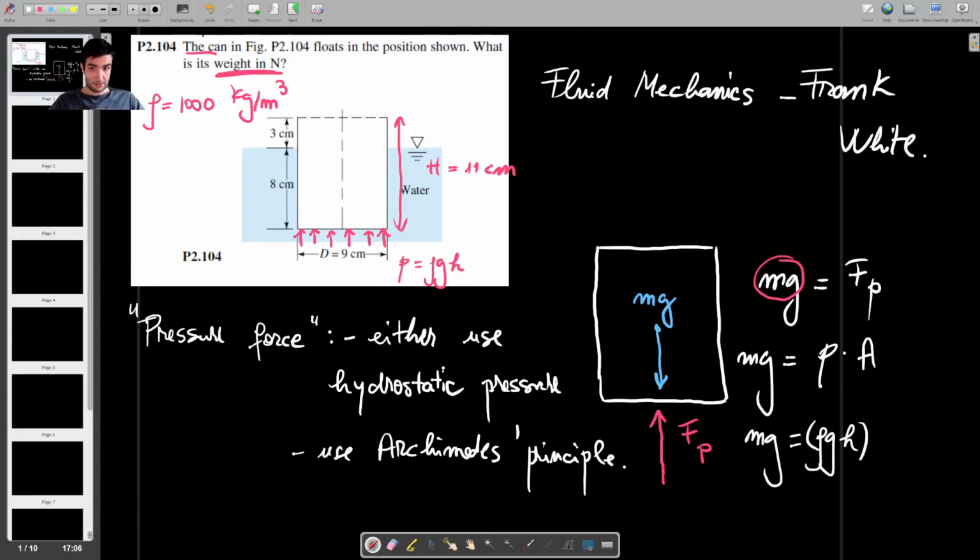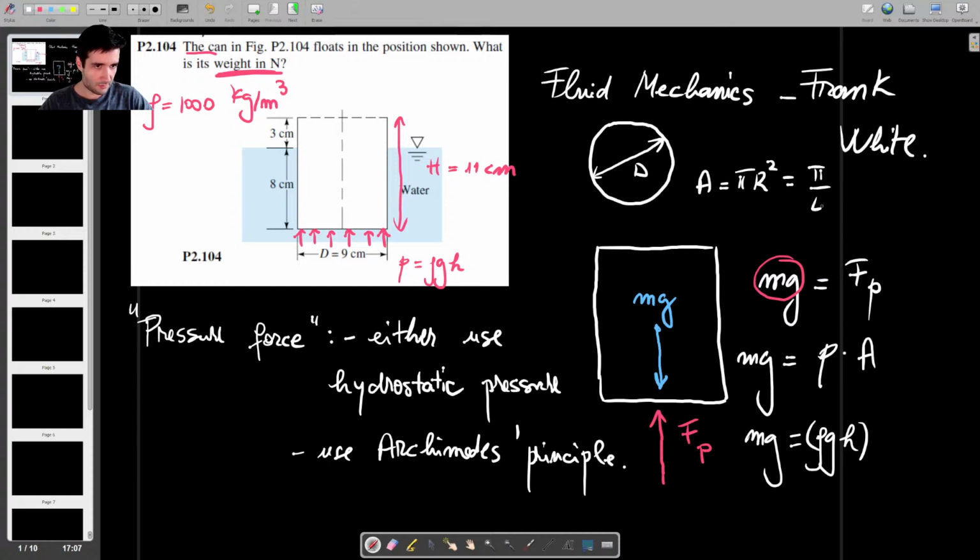Okay, and the area is the area of the circle. So you've got this sort of shape. If you look into the cylinder, you're going to see this, where this is the diameter, and the area is either equal to pi r squared, or if you use the diameter, it's going to be pi over 4 times d squared. Okay, and I think that's pretty much it in terms of things that we need to use.